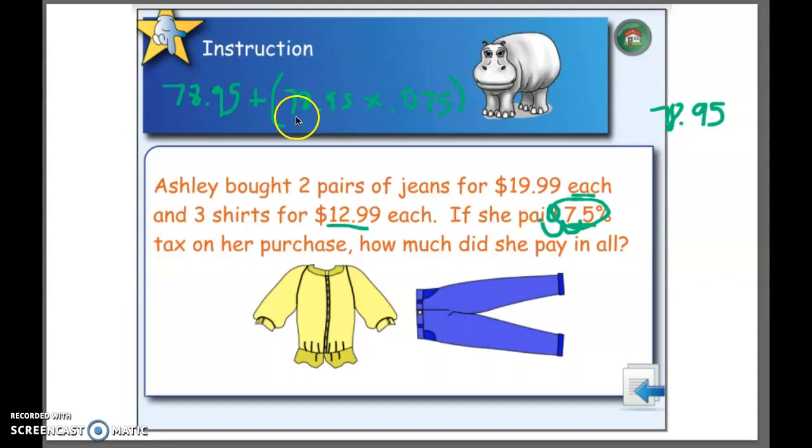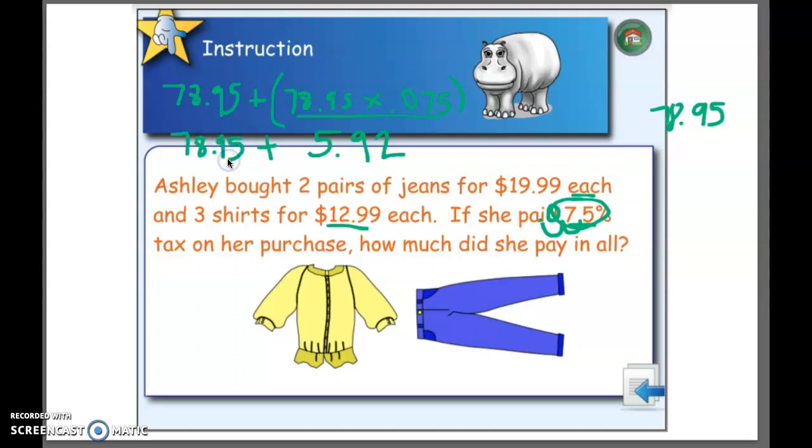Now, order of operations. You have to do the parentheses first. So I'm going to do 78.95 times 0.075. You're going to round to your nearest penny because remember, we're talking about numbers with money. So that's $5.92. You're going to take that and you're going to add it, because when we've done the parentheses, add it to your $78.95.